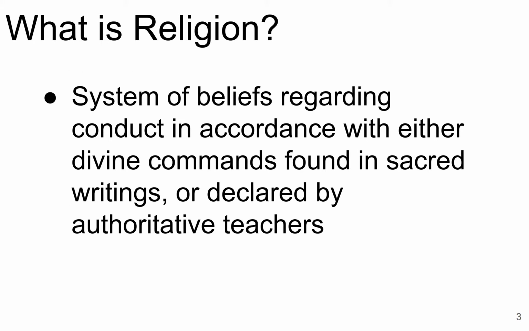So, definition time. What is religion? Religion is a system of beliefs regarding conduct in accordance with either divine commands found in sacred writings or declared by authoritative teachers. I'm really happy with this definition. I think it's broad enough that it will encompass all the religions that we would want to talk about, but without being overly broad. So it includes "declared by authoritative teachers." That could be you. You could be the authoritative teacher if you're following your own inspirational religion.